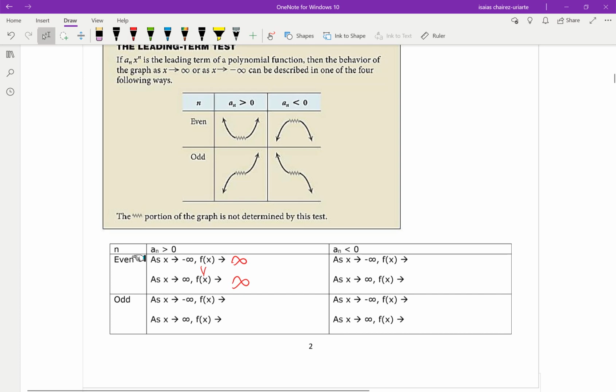Alright, so the next thing, if my polynomial has even degree and a negative leading coefficient, then as x goes to negative infinity, even degree and negative coefficient means an upside down u. So as x goes towards negative infinity, my y's are going towards negative infinity. And as x goes towards positive infinity, since it's an upside down u, my y's are also going to negative infinity.